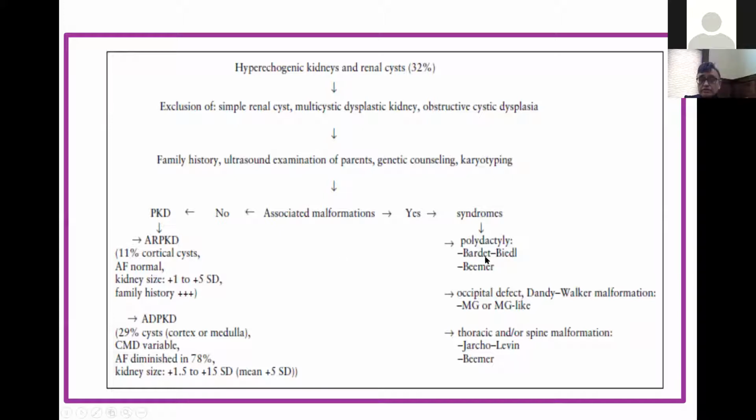And if you're looking for a syndrome, do you have polydactyly with renal cyst? Then you're dealing with Bardet-Biedl or Bemer. If you have occipital deformity, Meckel-Gruber syndrome with Dandy-Walker malformation. If you have thoracic or spine malformation, then you have Jarcho-Levin or Bemer syndrome. So this is a clinical approach when you look into the renal ultrasound and associate what kind of renal cystic disease you are dealing with.